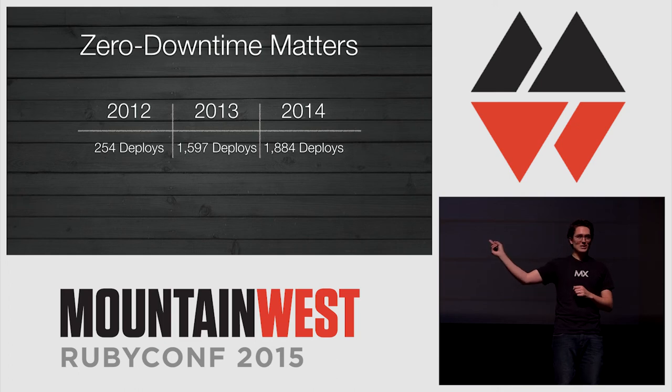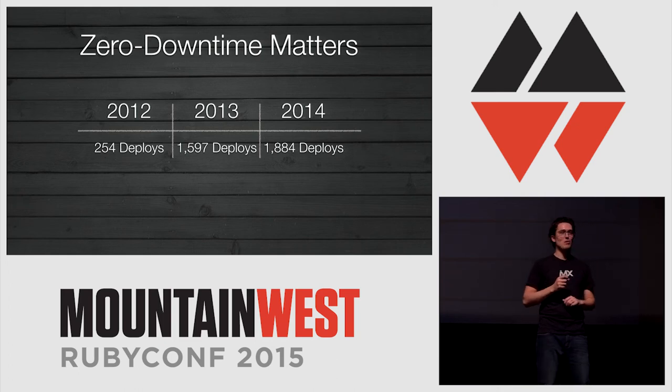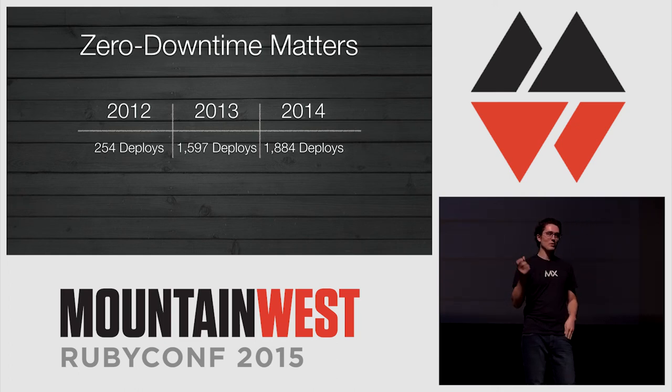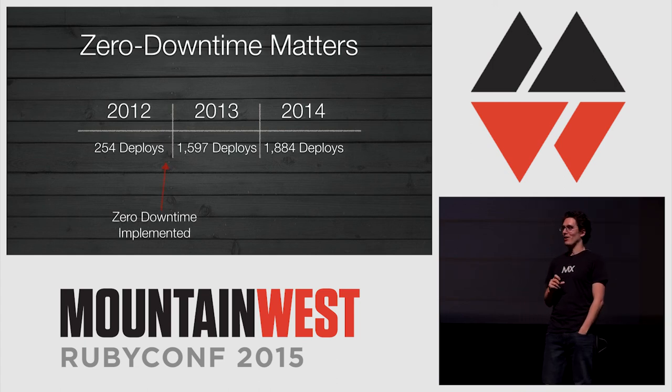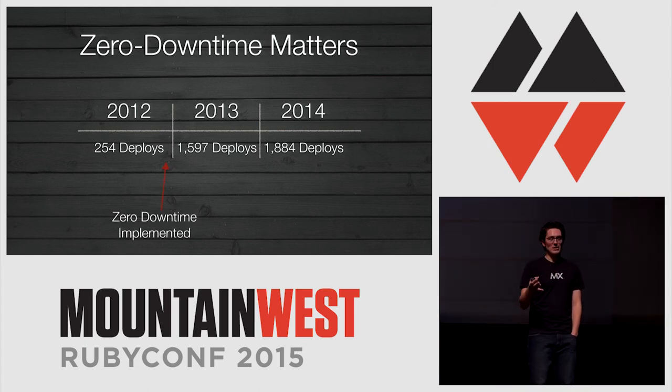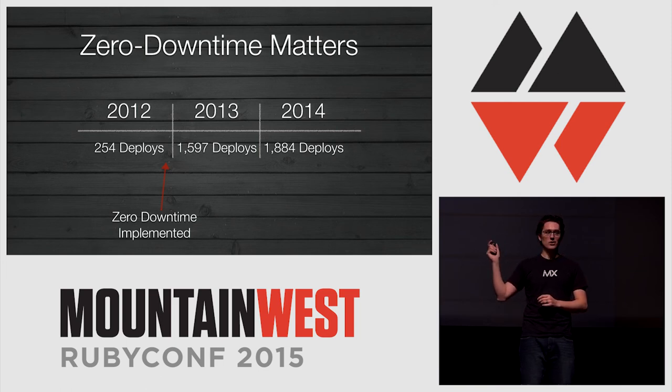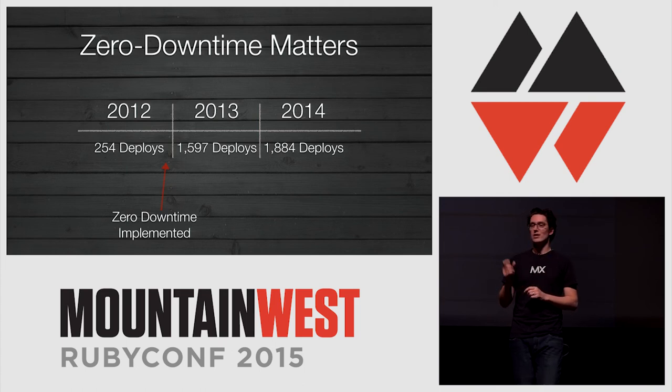So if you look on this little timeline, there's no brownie points awarded for guessing when we implemented zero downtime. So if you just think about this for a second, during these 3 years, our team size stayed exactly the same, plus or minus one. The number of Rails applications we had in production stayed the same, plus or minus one. So that means that we somehow increased the number of our deploys by more than six times without hardly changing anything in the internal system. And we certainly weren't working more days per week.